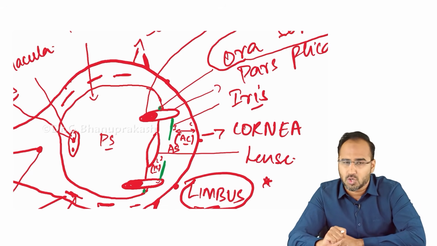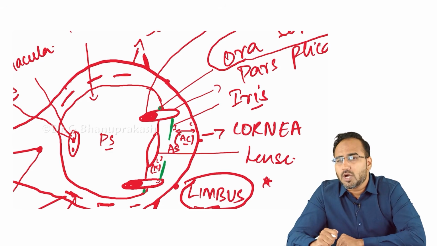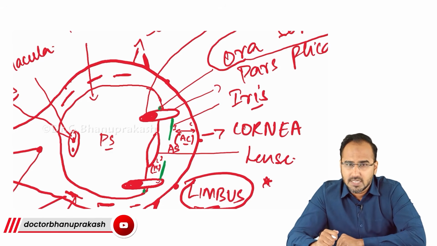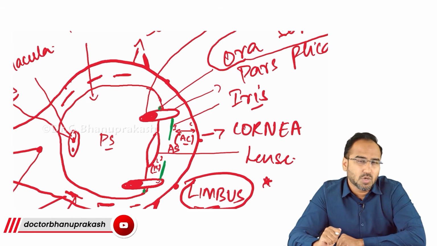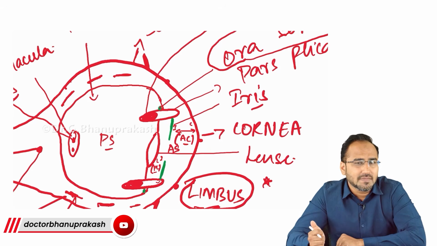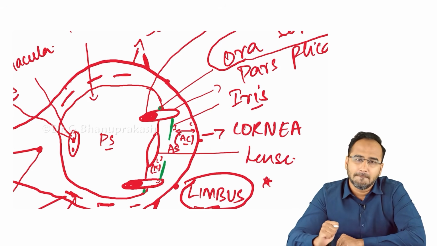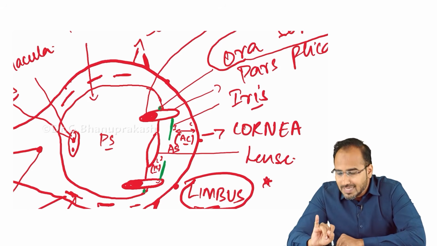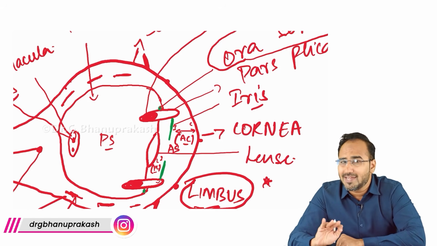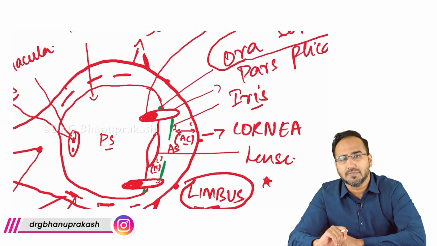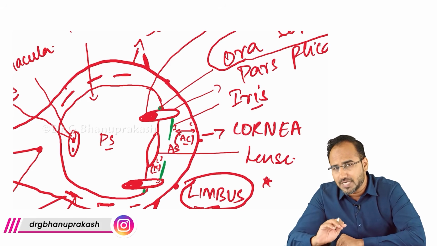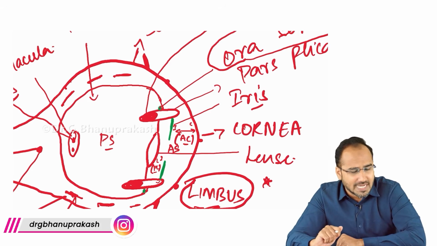For the derivation of choroid: choroid is derived from what, guys? Come on, just now I told you. Choroid is derived from, very good, mesoderm. Sclera, iris, choroid and extraocular muscles are all derived from mesoderm, whereas from surface ectoderm, cornea, conjunctiva and lens are derived.